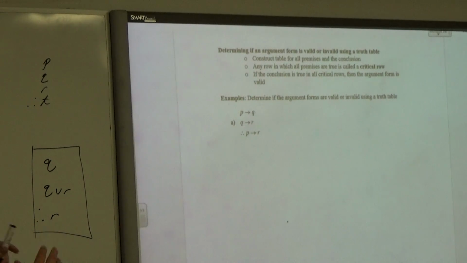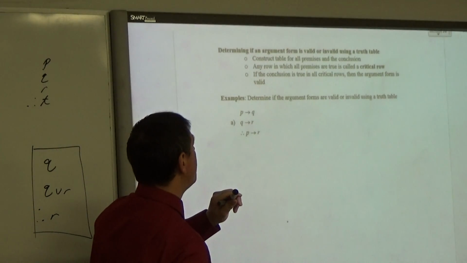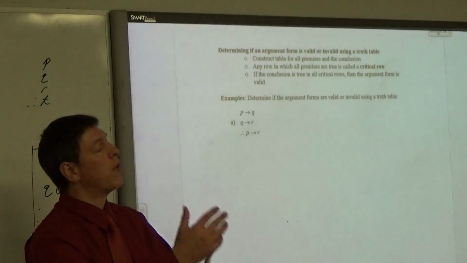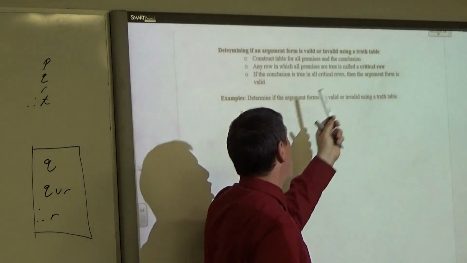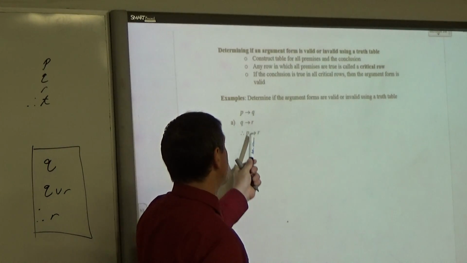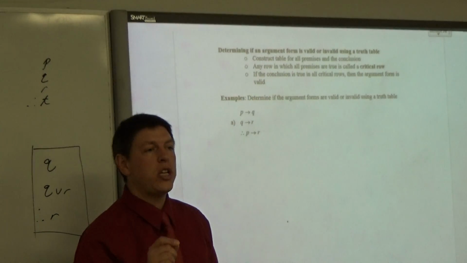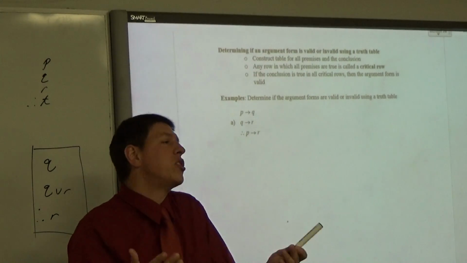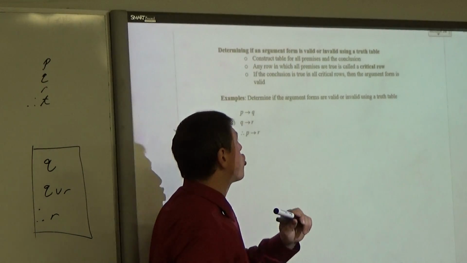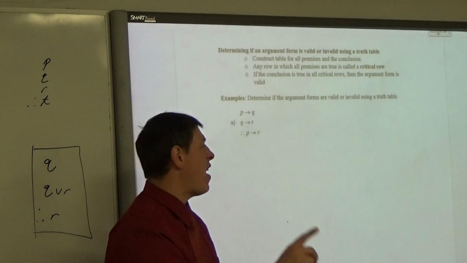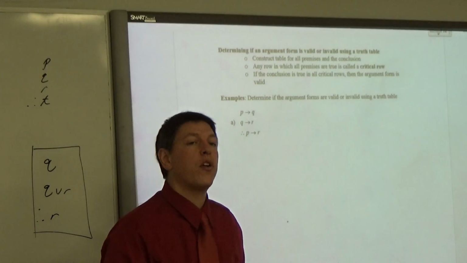If I have an argument form like this, I can determine if it is valid or invalid by using a truth table. We keep going back to truth tables because they're so fundamental. What we're going to do is construct a table for all premises and the conclusion. Any row in which the premises are true is called a critical row. Basically, I'm going to put a box around the critical rows. If the conclusion is true in all critical rows, that is a valid argument form. So if you can make a truth table, you can do these problems very easily.